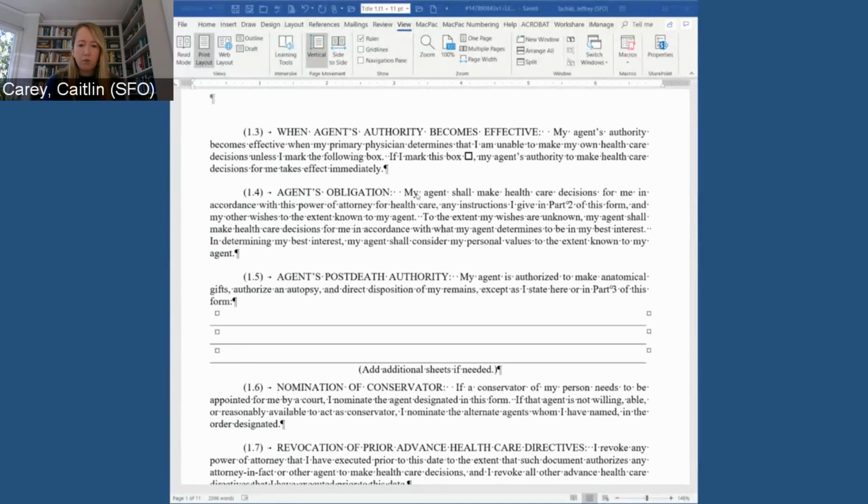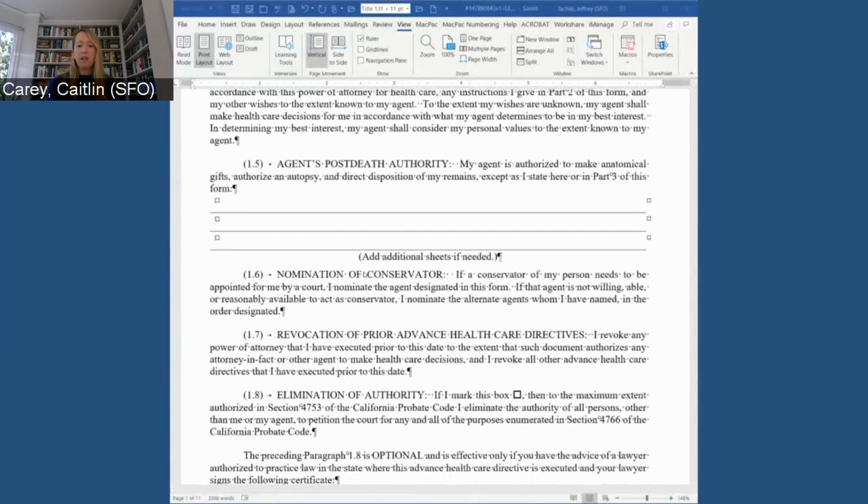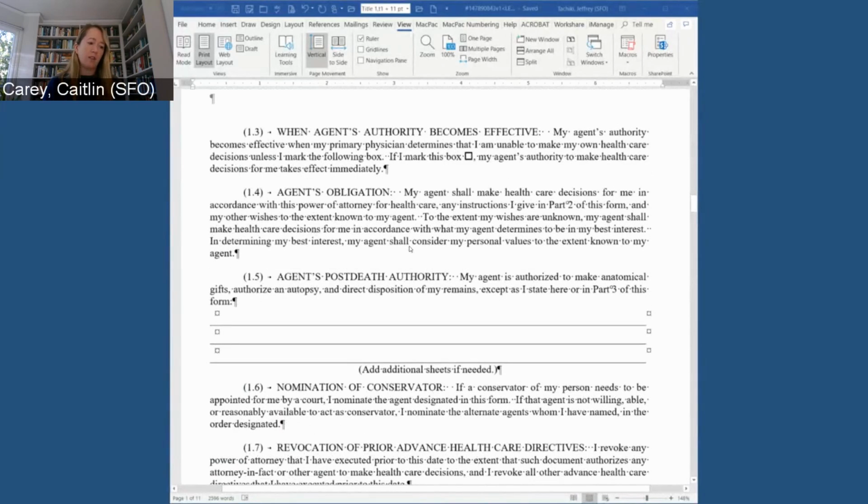Scrolling down to section 1.5, this deals with post-death authority. It says that you're essentially giving your agent the power to make anatomical gifts, except as you otherwise specify in part 3, which we'll get to later. You're also giving your agent authority to direct disposition of your remains, except as you state here. So if you know for certain that you wish to be cremated versus buried or vice versa, this is a good place to write that in. You can simply write, I wish to be cremated, period. And it's a good idea to initial next to that, just to make it clear that it's you who wrote that in. Similarly, back up in 1.3, if you did check that box, it's a good idea to throw your initials right next to it so it's clear that that was your check mark.